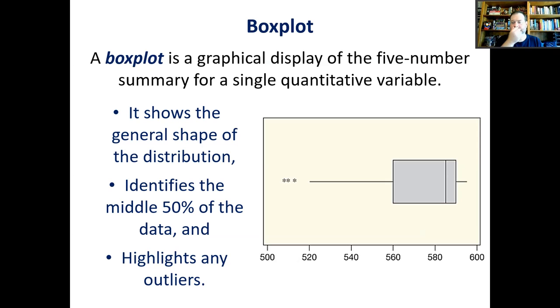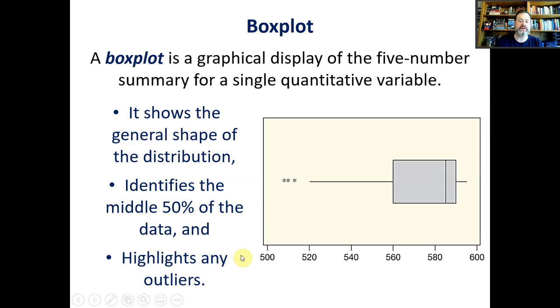And the way this works is this is just a picture of the 5-number summary. And what's nice about box plots is that it shows the general shape of the distribution. So we can see here that this is skewed left because we have outliers over here on the left. And outliers, if you have 3 outliers to one side, that's going to skew your distribution to the left. The box plot also identifies the middle 50% of the data. So this big box here is the middle 50%. And on the next slide, it kind of shows you how to build it.